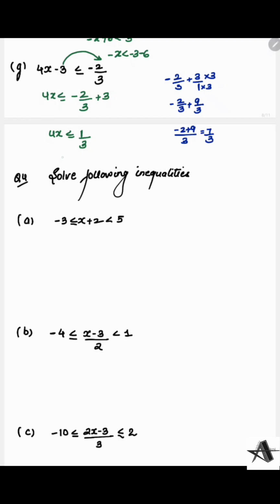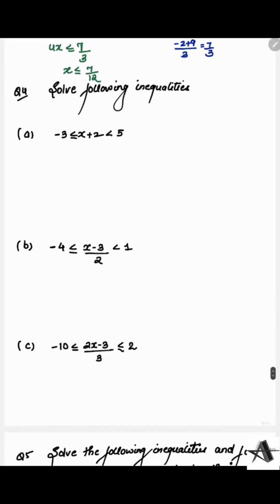So the final answer, I can write here as 7 over 3: 4x is less than or equal to 7 over 3, and finally divide both sides by 4. x is less than or equal to 7 over 12.